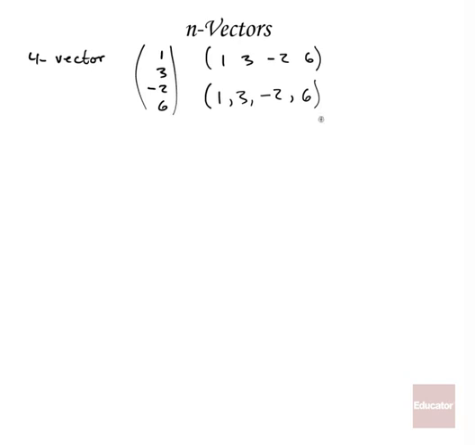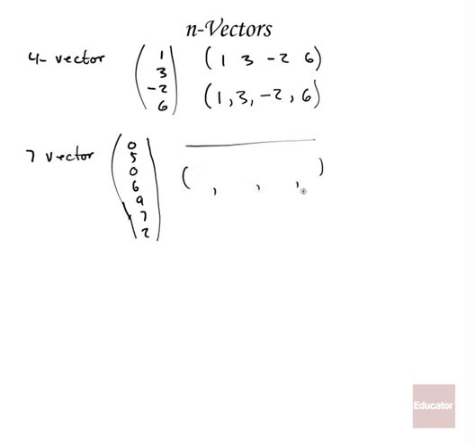Okay, a 7-vector. Let's do 0, 5, 0, 6, 9, 7, 2, something like that. Again, you can write it as a row, or you can write it as a list in coordinate form. This just means that you have this many dimensional space. 2-dimensional space is 2 numbers, 3-dimensional space is 3 numbers. This is a 7-dimensional space. Perfectly valid, perfectly real. And the mathematics is handled exactly the same way as it was last time.